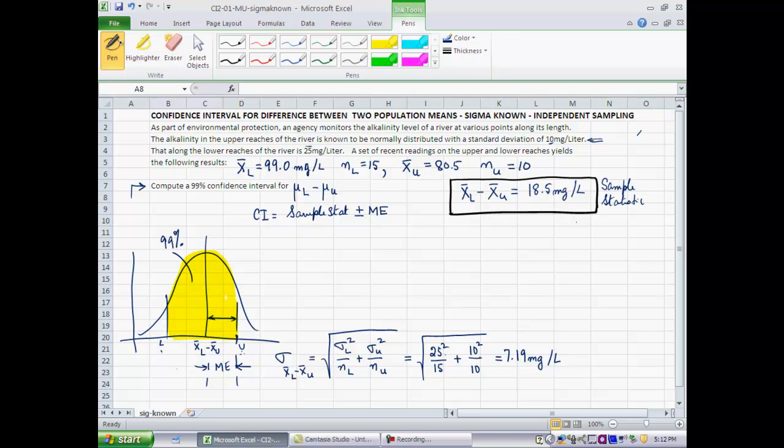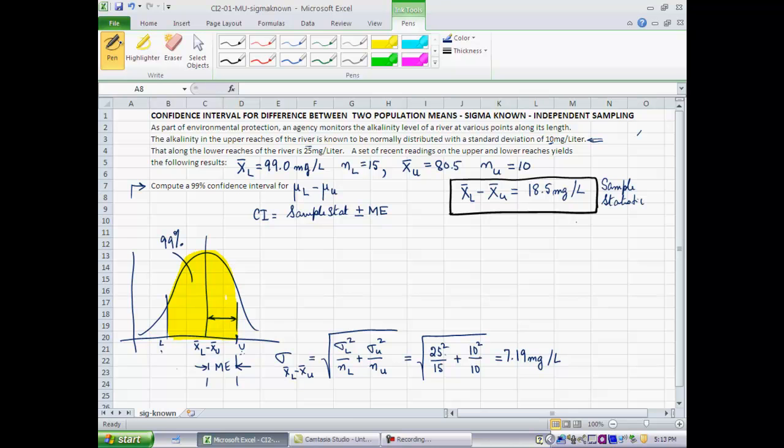So to compute the confidence interval, we take two samples. For the lower reaches of the river, we sample water in 15 different places. The sample size is 15. For each of those 15 samples, we compute the alkalinity and we get a sample average of 99 milligrams per liter for the lower part of the river. And then for the upper part of the river, we take 10 samples of water and average the alkalinity levels of those 10 readings and get 80.5 milligrams per liter. That's the sample mean for the upper part of the river.